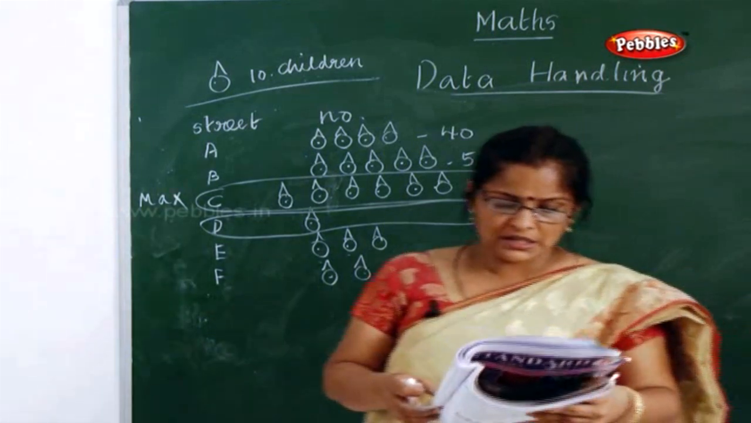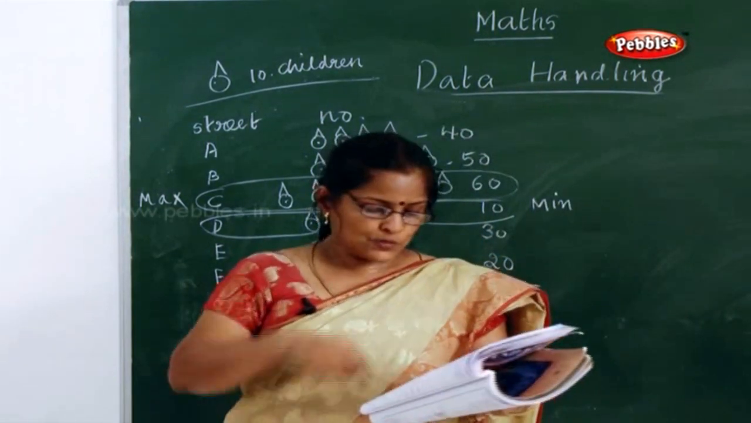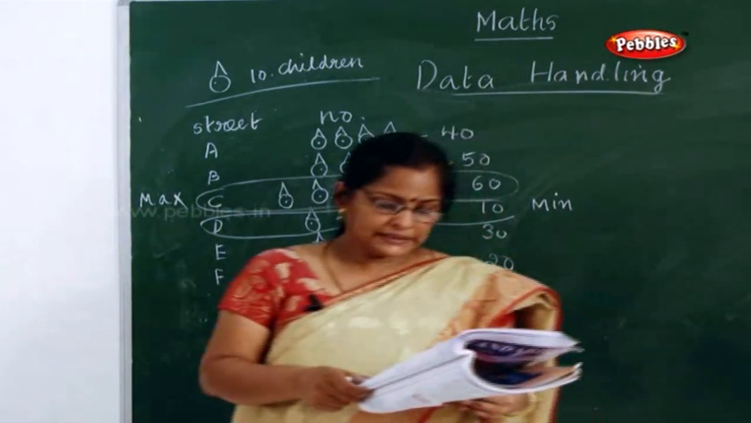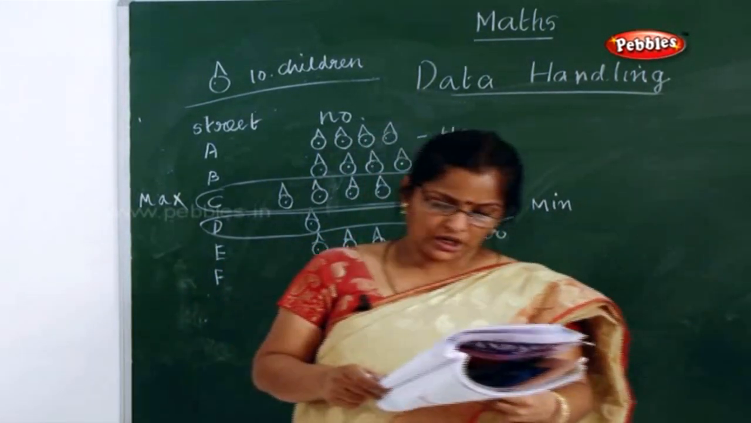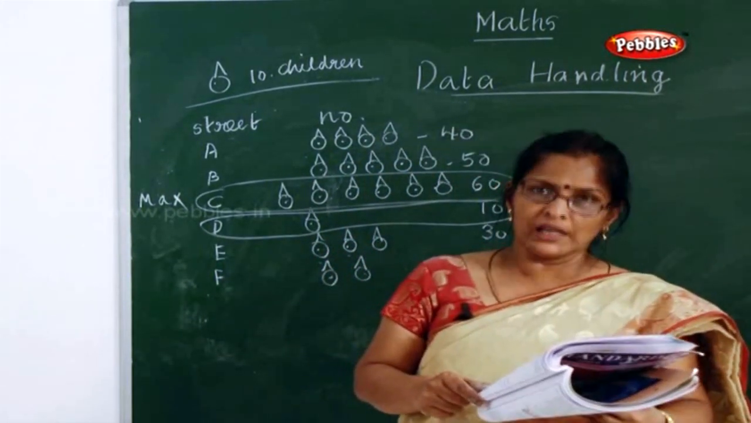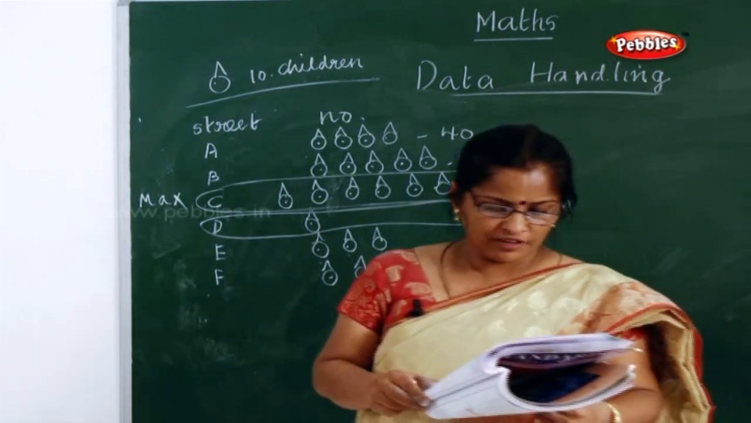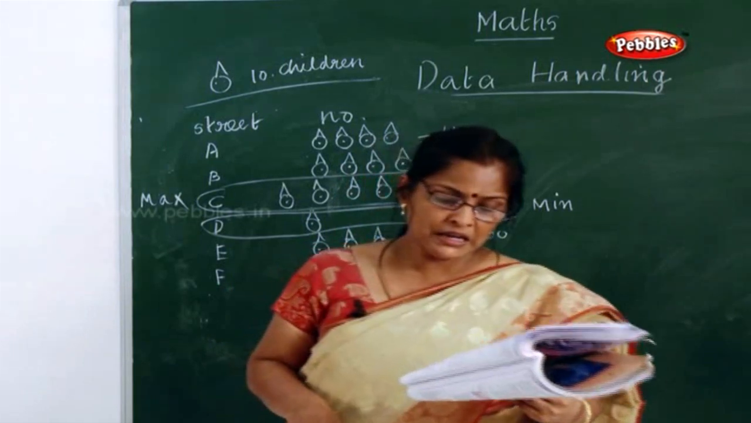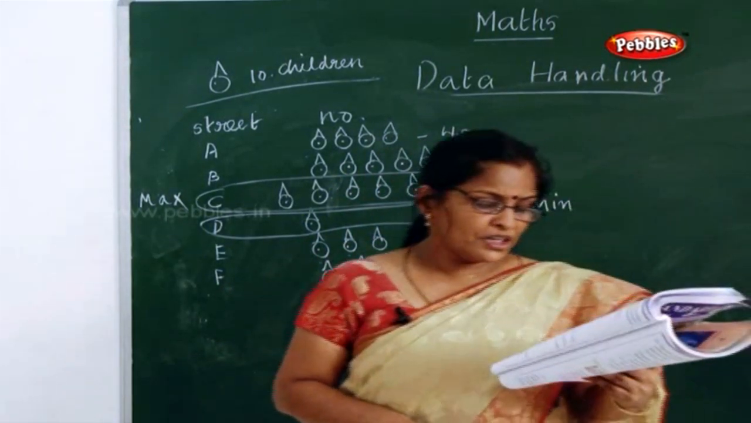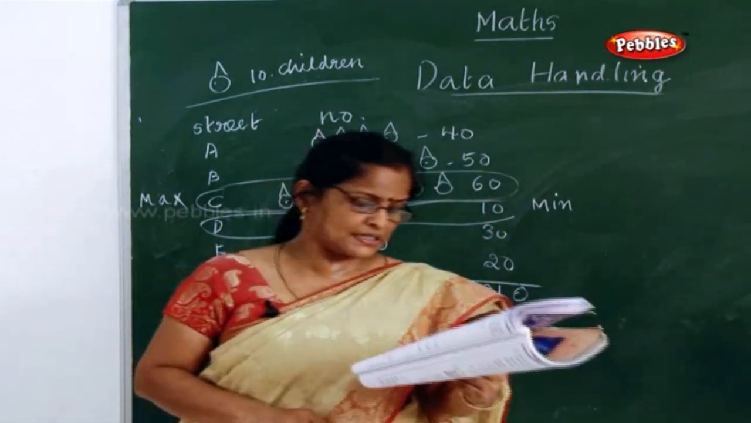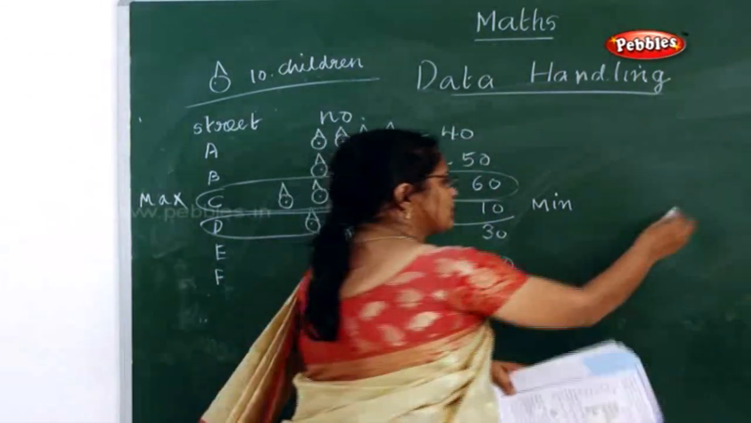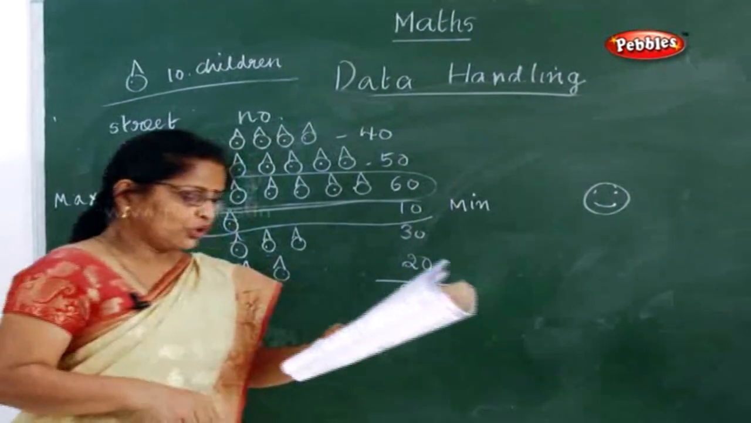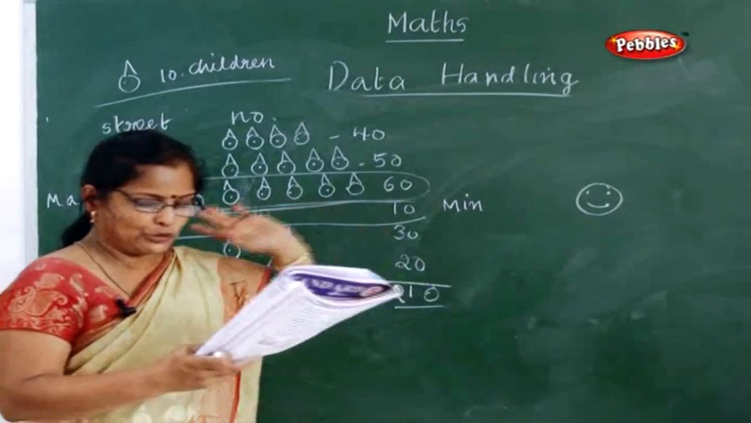The next one is practice time. There's one practice time they have given. I'll just tell you how to do it. See, there are 5 villages: village A, village B, village C, village D, village E. 500 A, 800 B, C 700, D 250, village E 600. Now they've asked to represent this. This is what you call a pictograph. So with this symbol, prepare a pictograph.